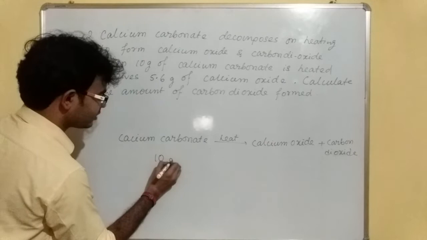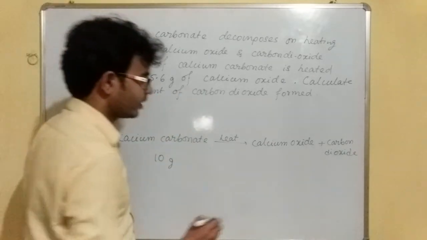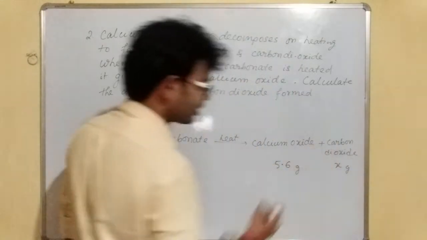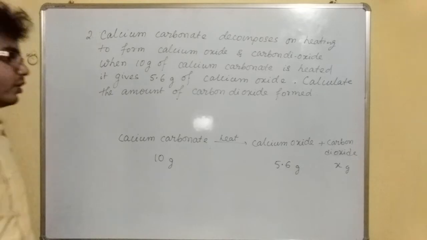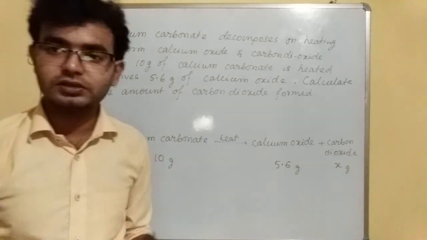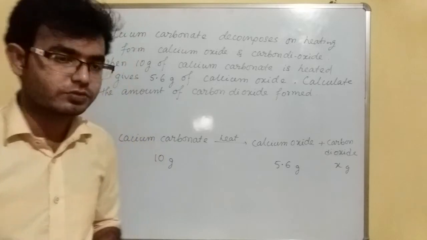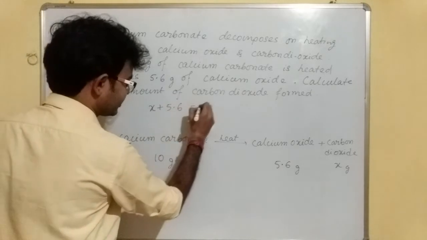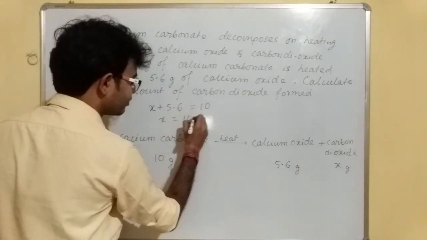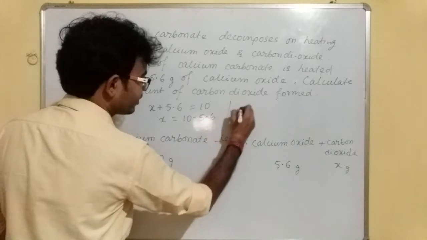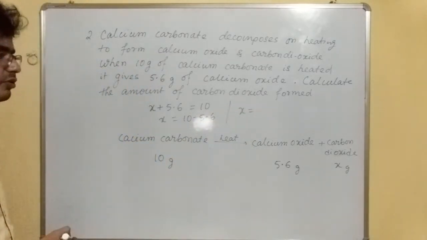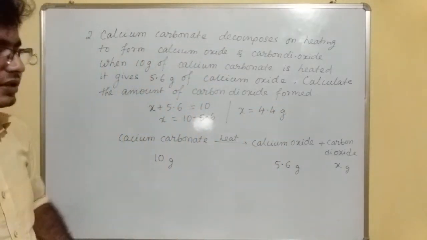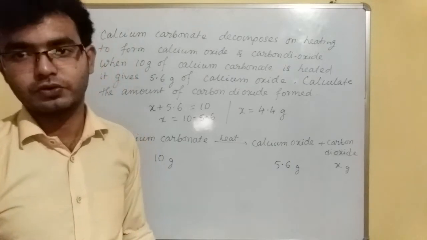When 10 gram of calcium carbonate is heated, it forms 5.6 gram of calcium oxide and let x gram of carbon dioxide is produced here. So as we know that in a reaction the total mass of the reactants must be equal to the total mass of the products. So we can write that x plus 5.6 is equal to 10. Then x is equal to 10 minus 5.6, so x is equal to 4.4 gram. So the answer is that 4.4 gram of carbon dioxide is produced in this reaction.